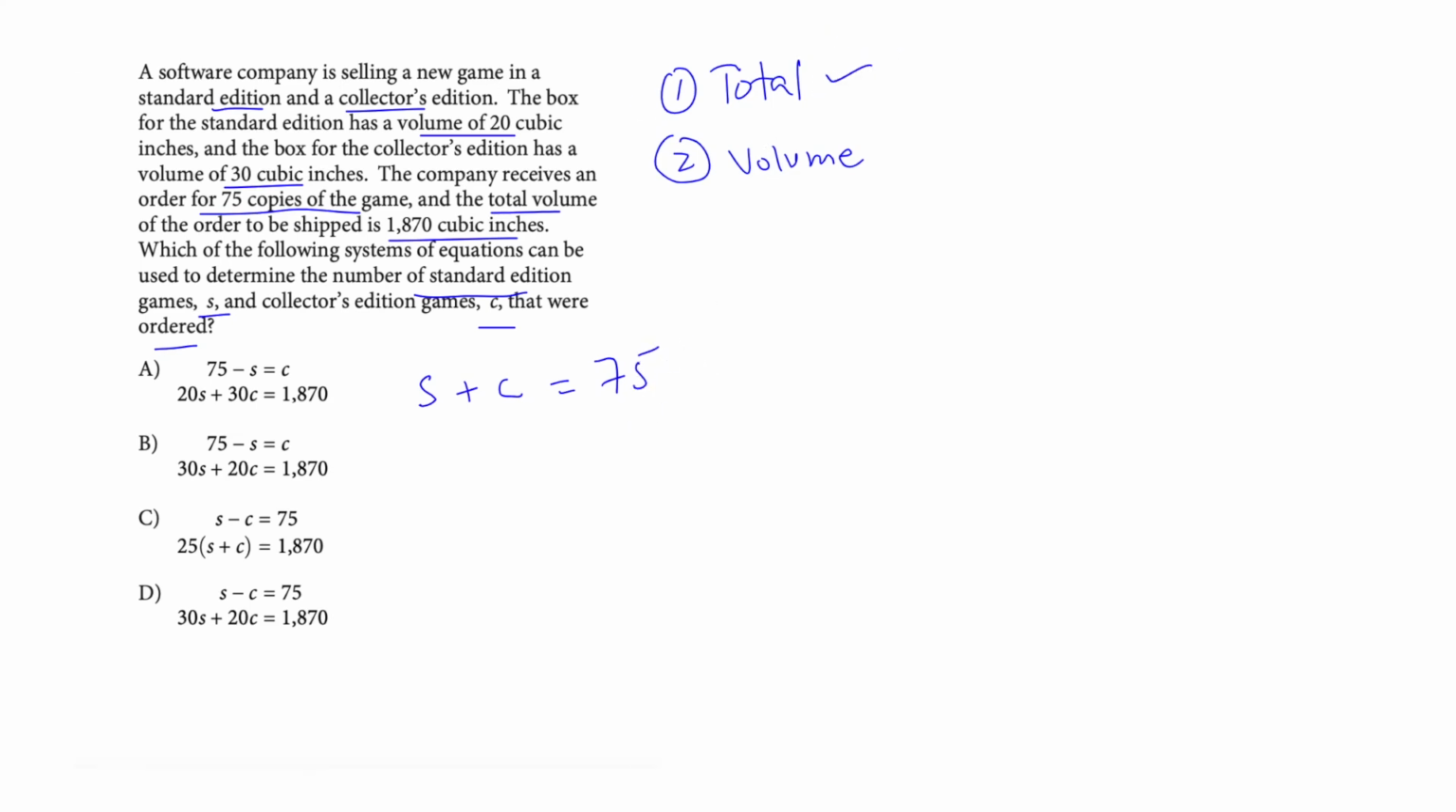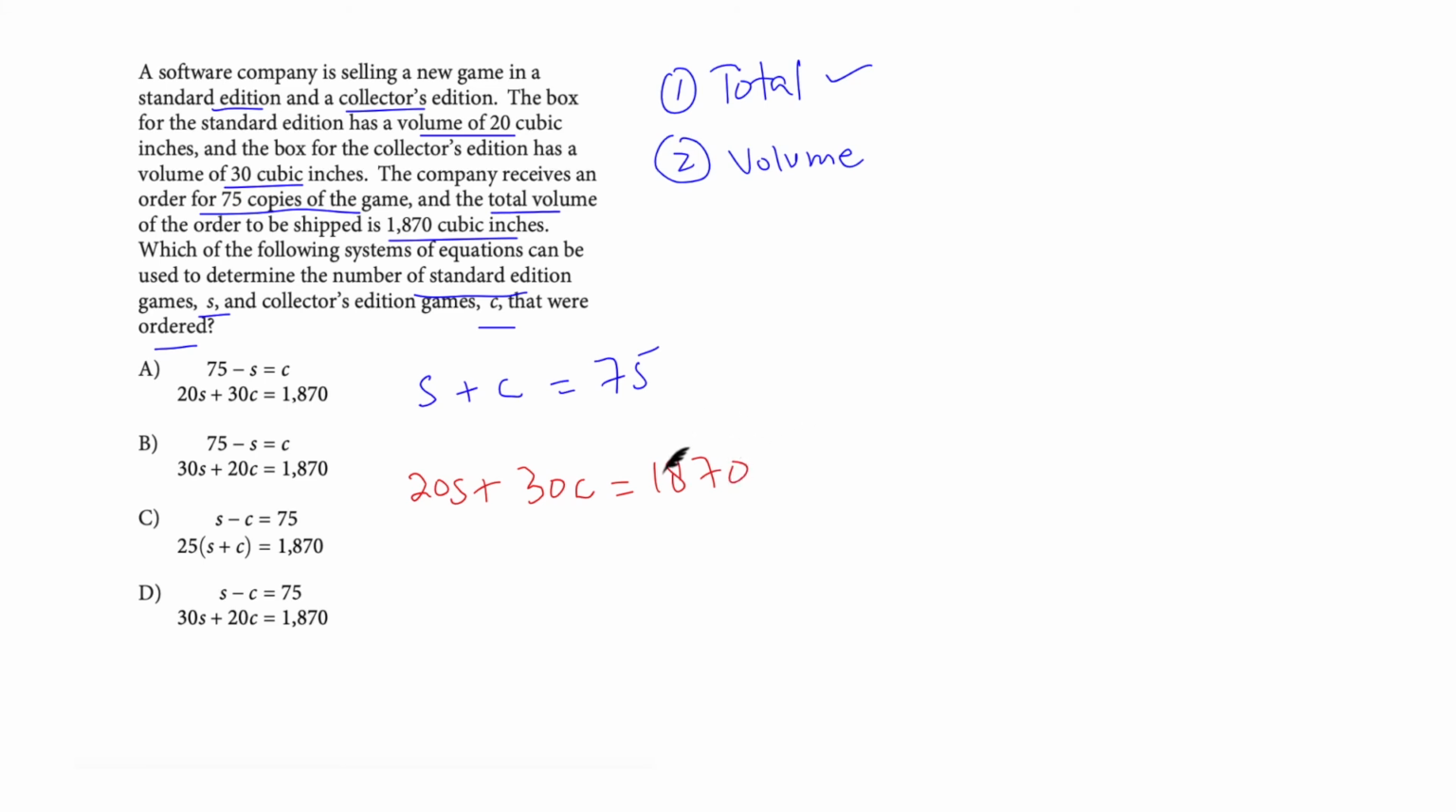The second equation will be of the volume. So the standard edition has a volume of 20 cubic inches, standard edition. So it will be 20S plus collector's edition has a volume of 30 cubic inches. So this is 30C, and what's the total volume that can be shipped? That's 1870. That's how you form your equations.